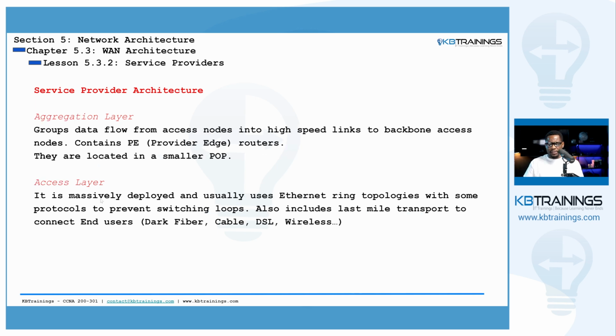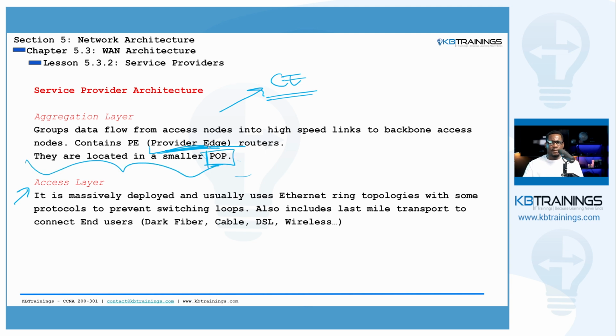So the next one is the aggregation layer. This one will group all the different data flows coming from the access layer and from the different customers, and aggregate these into high-speed links that are going to be sent to the core. And this is where we find the provider edge routers that are going to be directly connected to the customer edge routers as well. And they are located in smaller POPs.